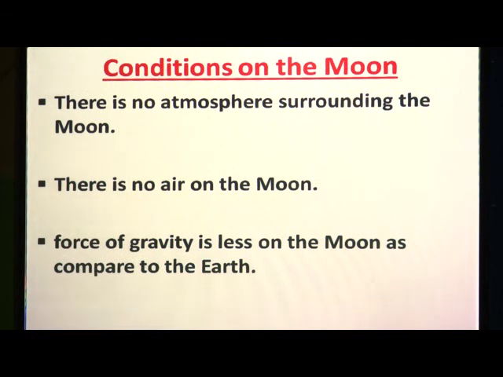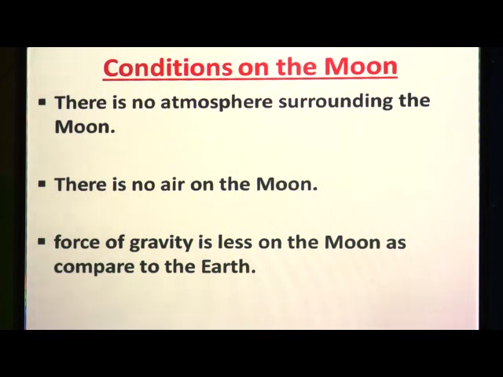This means that if you can jump 1 meter high on the earth, then you can jump 6 meters high on the moon with the same effort. For example, if you can jump 1 meter high on the earth, then with the same force you can jump 6 meters on the moon. That means it is due to less gravitational force.